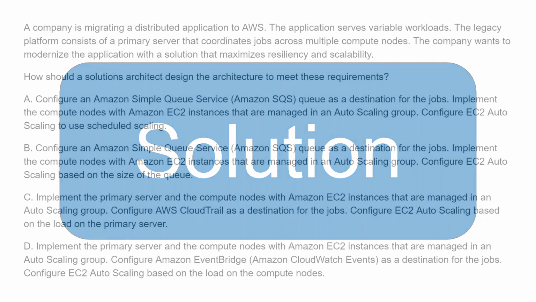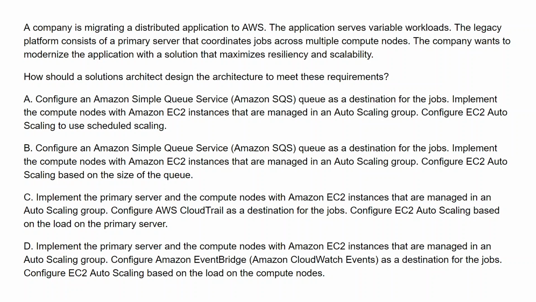Solution. Here is the question if you need to read it again. A. Configure an Amazon Simple Queue Service queue as a destination for the jobs. Implement the compute nodes with Amazon EC2 instances that are managed in an auto-scaling group. Configure EC2 auto-scaling to use scheduled scaling. This is wrong because at the end it says configure EC2 auto-scaling to use scheduled scaling. This is bad because scheduled scaling does not promote scalability.